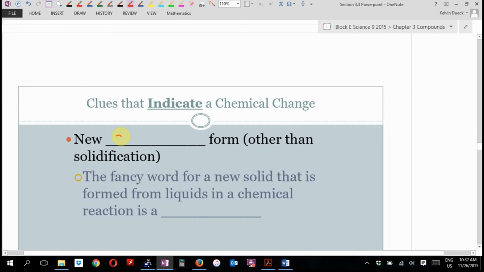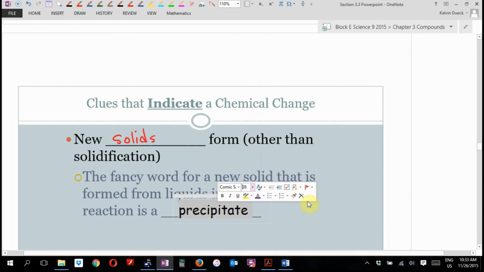One is new solids form, except when you're freezing. So other than solidification, you'll see sometimes you can mix two liquids together, and then you shake, shake, shake, and then you leave it for a couple of minutes, and all of a sudden you see there's something gathering. A solid is slowly drifting to the bottom. There's a fancy word for a new solid that's formed from liquids in a chemical reaction. It's called a precipitate. That's why it's called precipitation, by the way. Precipitate. Let me make that bigger so you can see it easier. There.